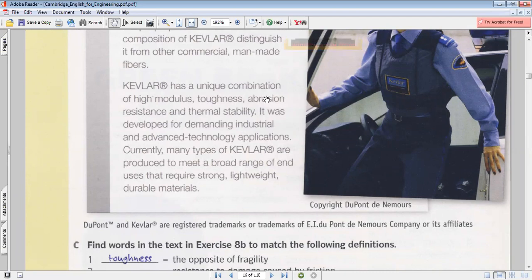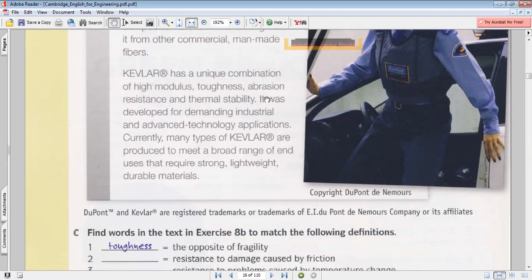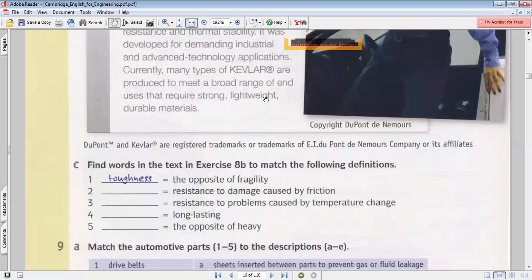Let's go down to the words. Yeah. Here, find words in the text in exercise 8 to match the following definitions. For example, it is the opposite of fragility. Fragility.